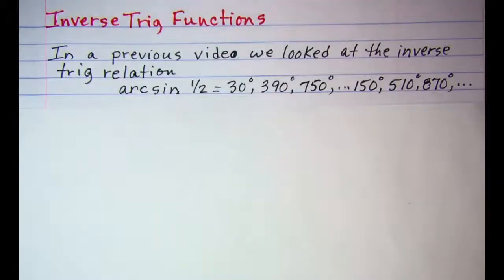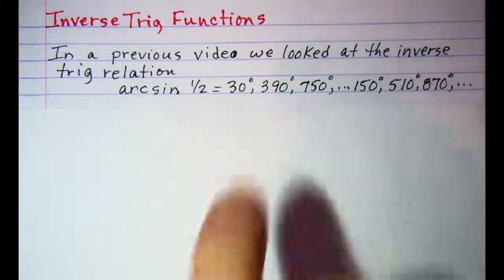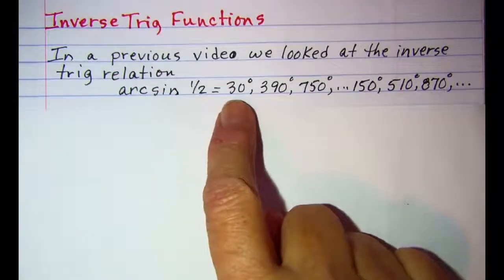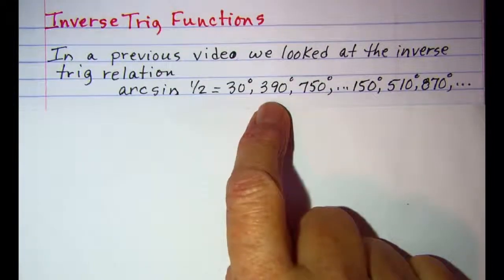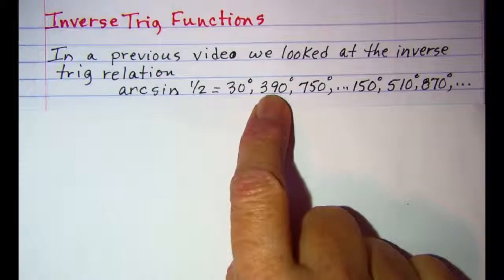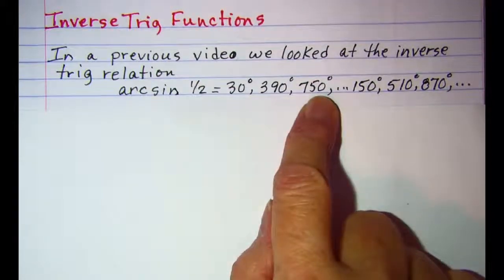In this video, we'll be talking about inverse trig functions. In a previous video, we looked at the inverse trig relation, arcsine 1/2, and we found that that's equal to 30 degrees. And then if we add 1 revolution to 30 degrees, we get 390. And if we add another 360 onto 390, we get 750.